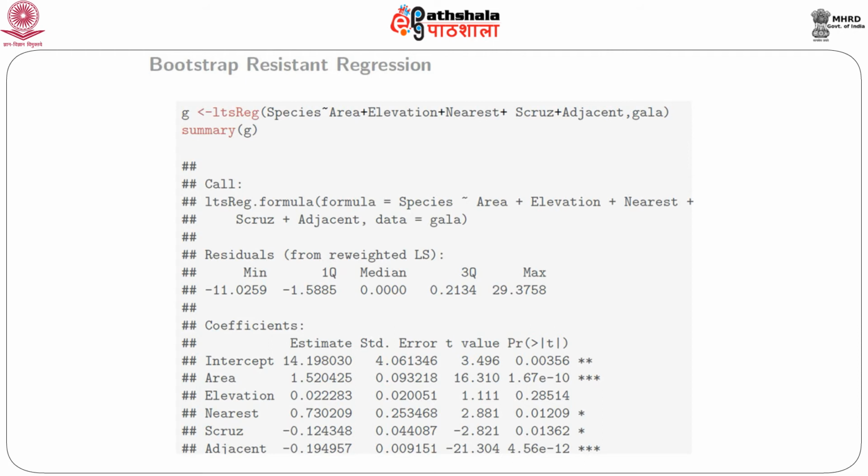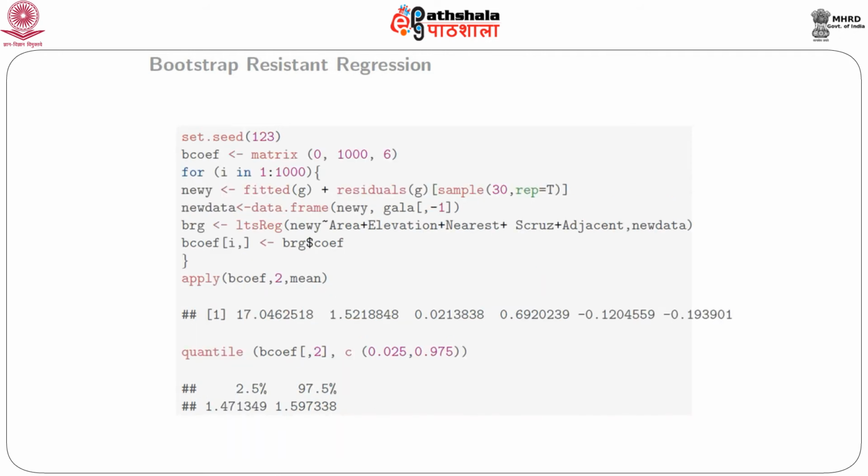So, this is in contrast to our finding from the linear model. Now, let us see how we can use bootstrap in context to this LTS regression model. The idea is to do the bootstrap of the residuals, and then add those residuals to the fitted values of the LTS regression and once again perform the LTS regression, extract the coefficients and store the coefficients.